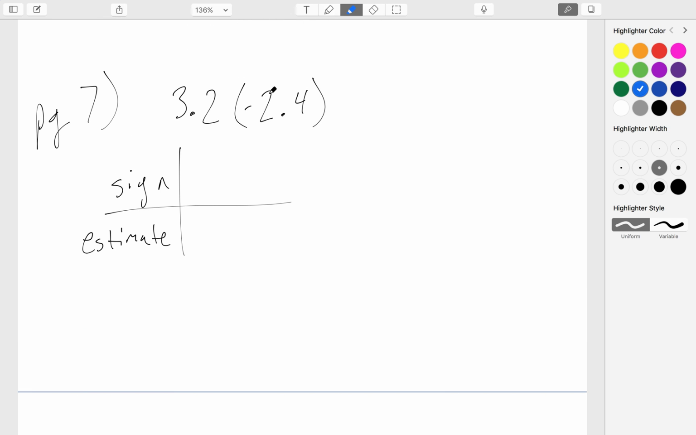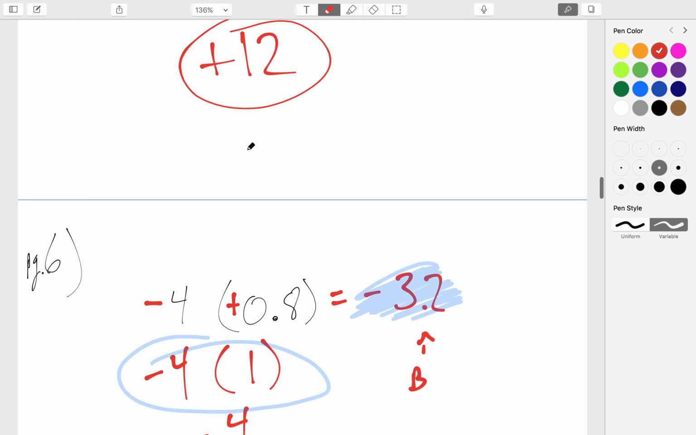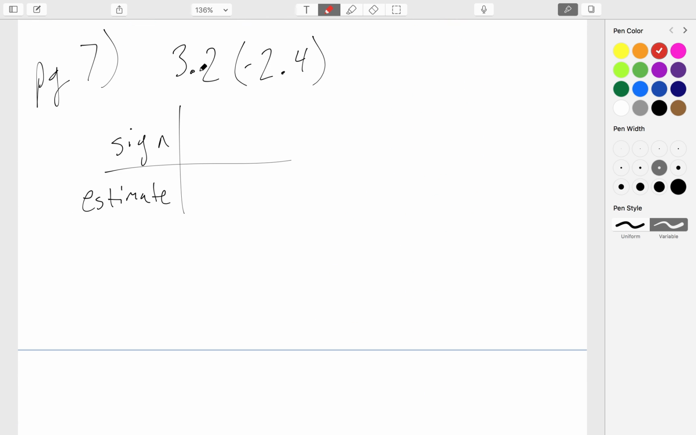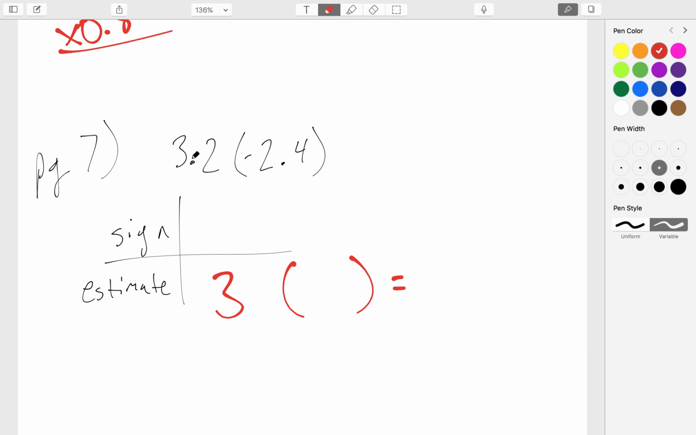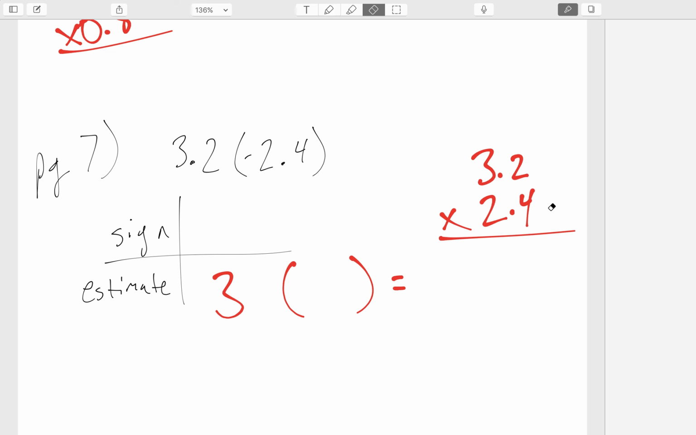Okay, page 7. I'll leave this one to you. I want you to estimate as well. So on this one, you're going to estimate 3.2 is about 3, -2.4 is about what, and then what does that equal? And see if you can find out what is the exact. So you're going to do 3.2 times 2.4, and make sure after you finish multiplying this out, you write it with a negative or positive on the answer. Okay, so this was a -2.4 that you're multiplying by. I wouldn't put the parentheses. That kind of confuses it. So solve this and then say whether your answer is negative or positive.